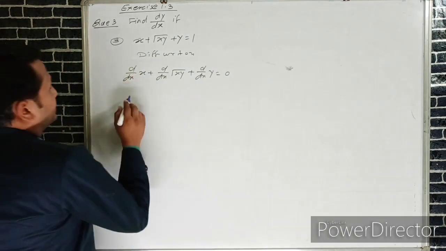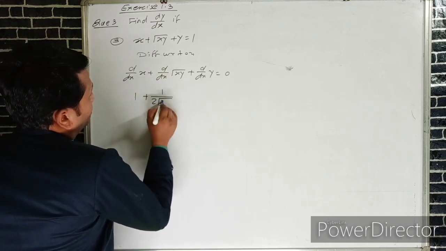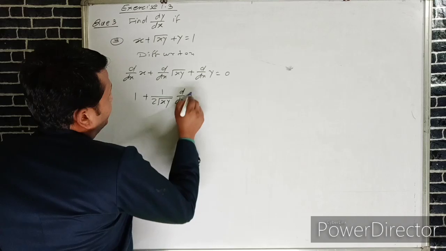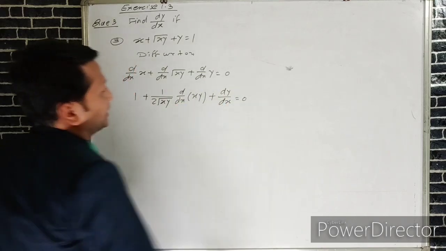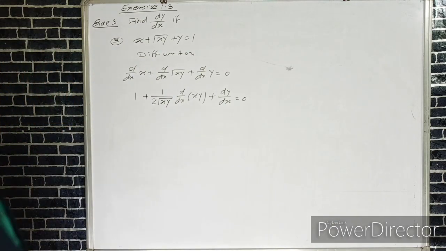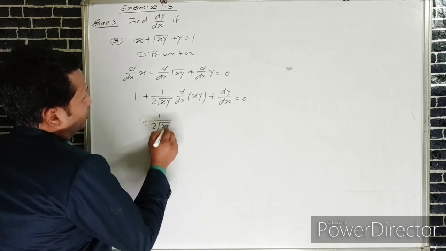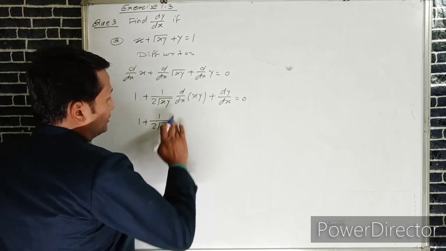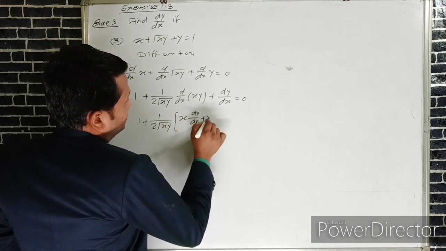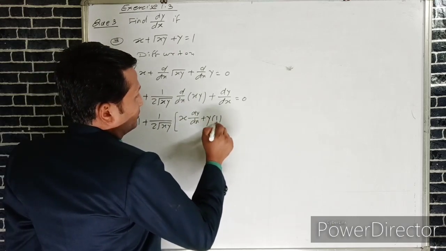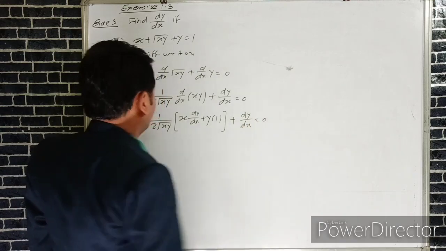Now the derivative of x is 1, plus the derivative of root xy is 1 upon 2 under root of xy, and we can take again the derivative of xy, plus the derivative of y, which is dy by dx, equals 0. After that, 1 plus 1 upon 2 under root of xy, and we can write u into v rule: x into dy by dx plus y into the derivative of x is 1, plus dy upon dx equals 0.